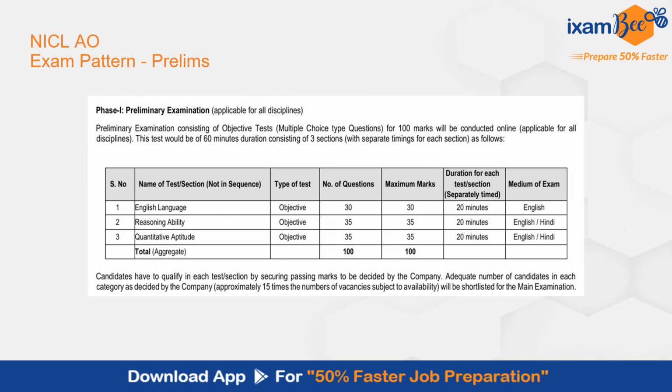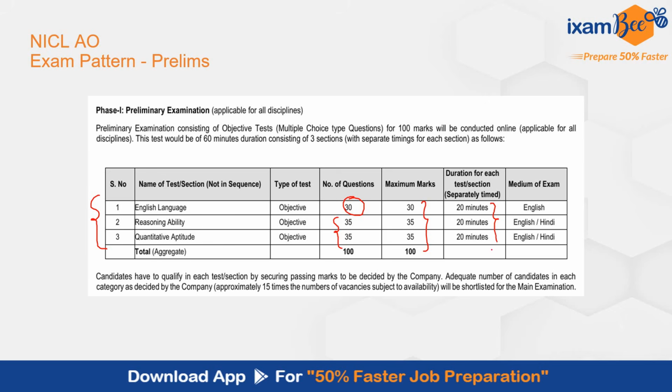Coming to the exam pattern, there is prelims, mains followed by interview. In the prelims, you have three subjects: English language, reasoning ability and quantitative aptitude. There are 30 questions in English language, 35 each in reasoning ability and quantitative aptitude. The maximum marks are also the same. The time given for each section is 20 minutes.